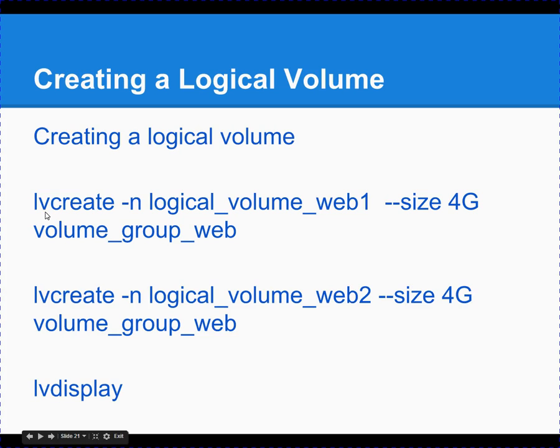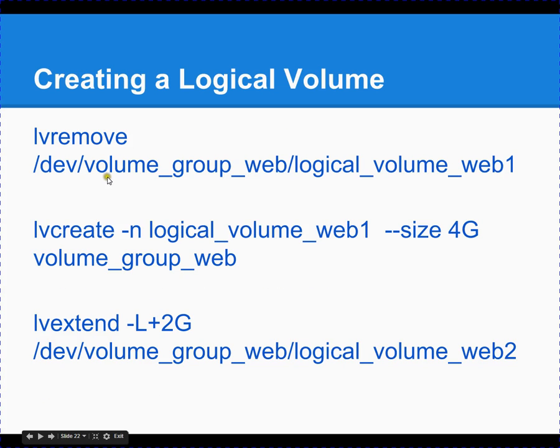So basically, when you create a logical volume, you're going to use lvcreate, no surprise there, -n, and then you're going to provide the name of the logical volume that you want to create, and then you're going to do --size and put the space that you want to use, and then you're going to list the volume group that you're going to use to create this logical volume. So I've created 2. I've created a logical volume web 1 and a logical volume web 2. And if you want to see what you have, you do an lvdisplay.